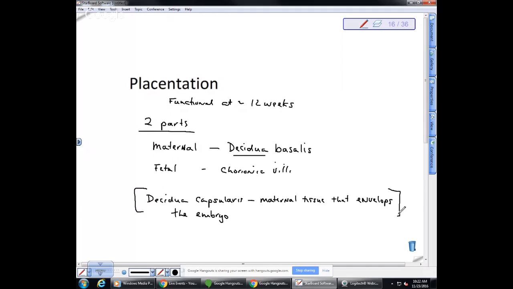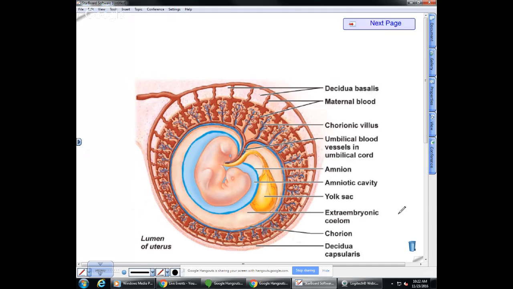Okay, so if we look at this, this is the decidua basalis right here, right? So that would be maternal. These are maternal blood vessels coming in. And then we have the chorionic villi, which are capillaries that extend into these spaces. And we saw this in the video, the maternal blood vessels put blood into these spaces.